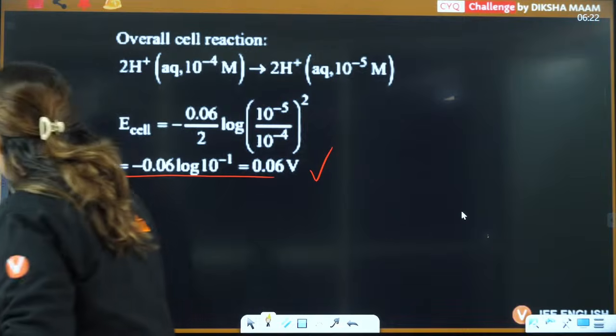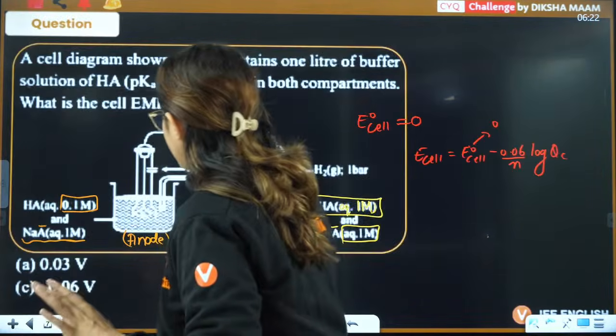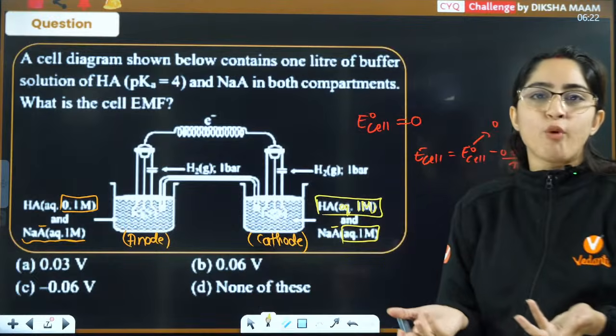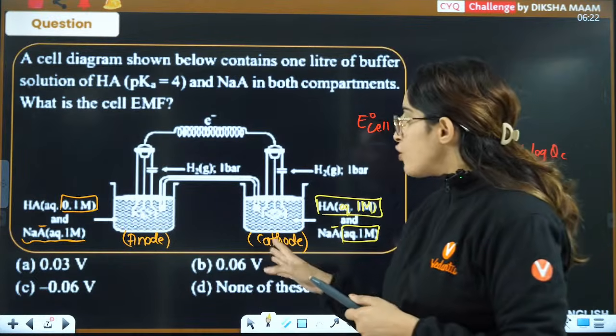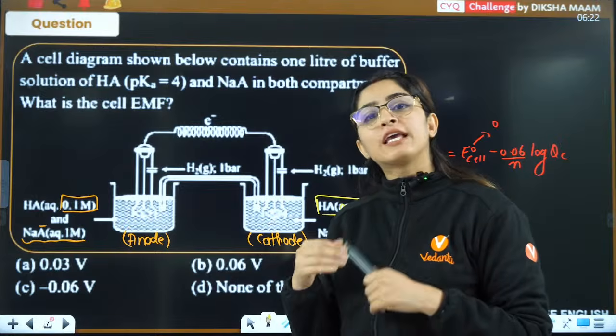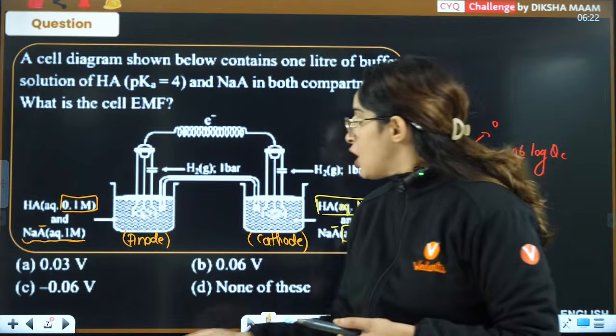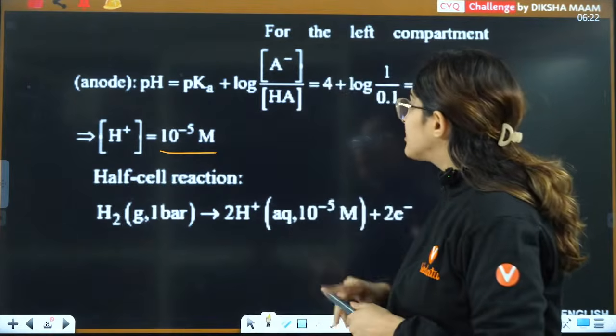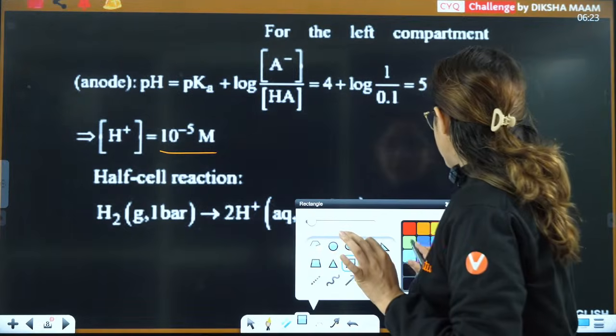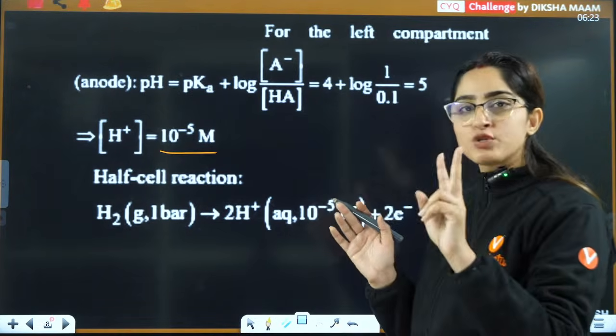Array, see, nothing is there. Usually what happens, they give you H positive concentration. Now what trick they have used, they have not given you H positive concentration. So if you see this formula, this is not from electrochemistry. This is a mixed question of 2 chapters.